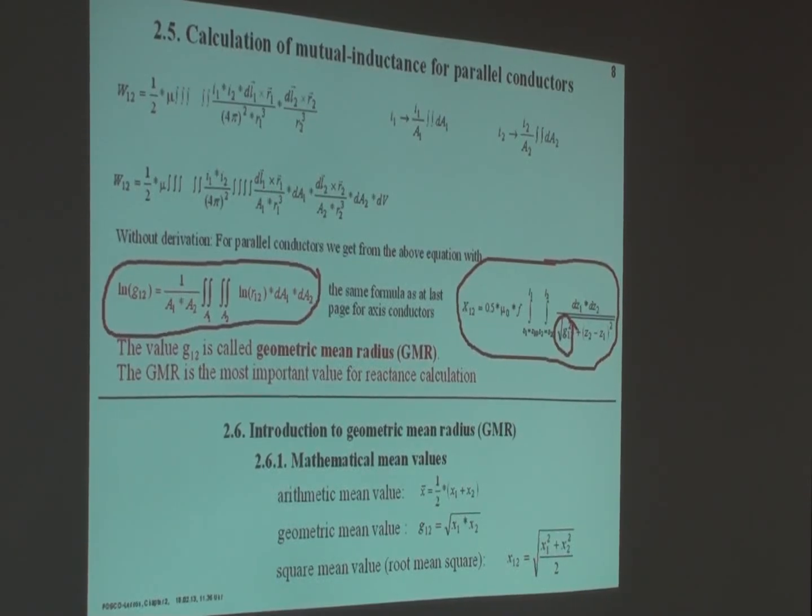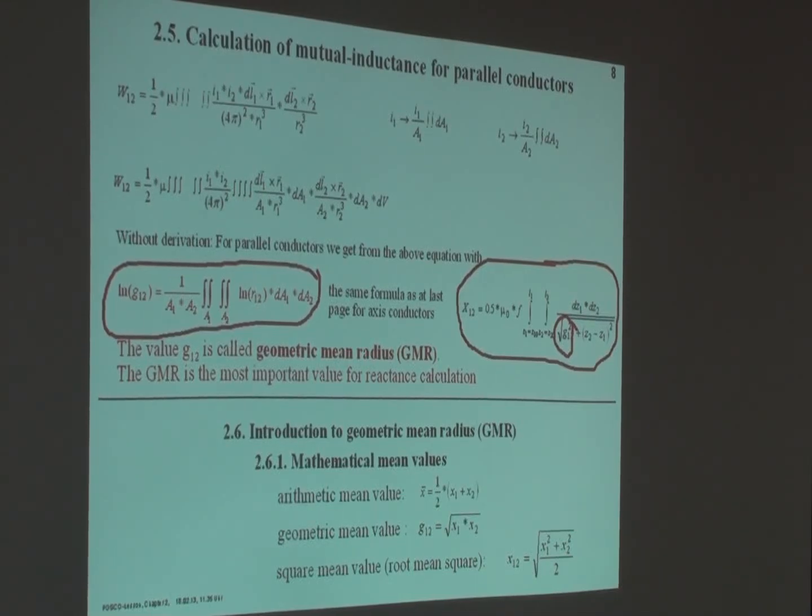That means G is the third root of the product. I don't know, it's not important here. But this is what a geometric mean value is. I have a question. Why use the GMR? The GMR, I will tell you next.